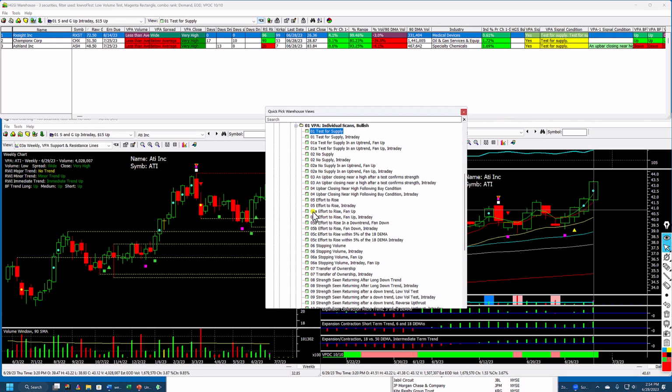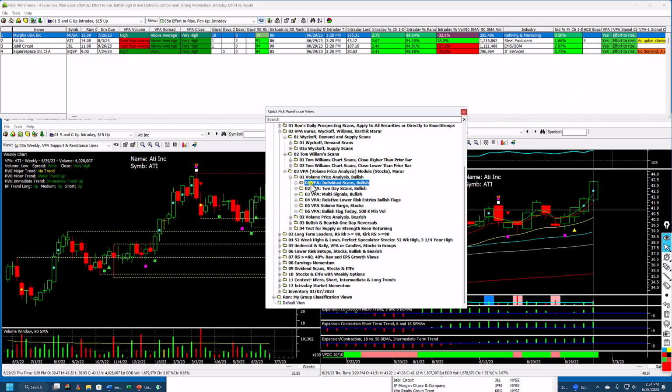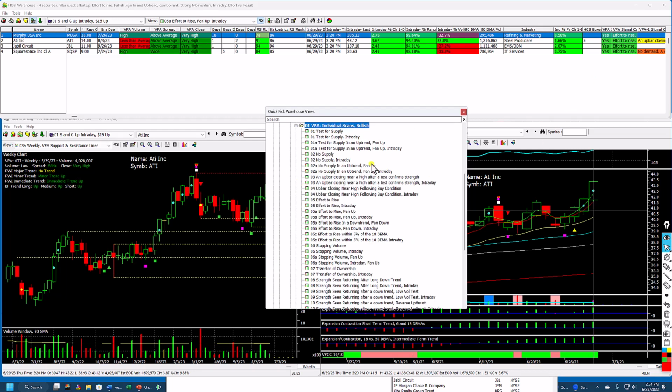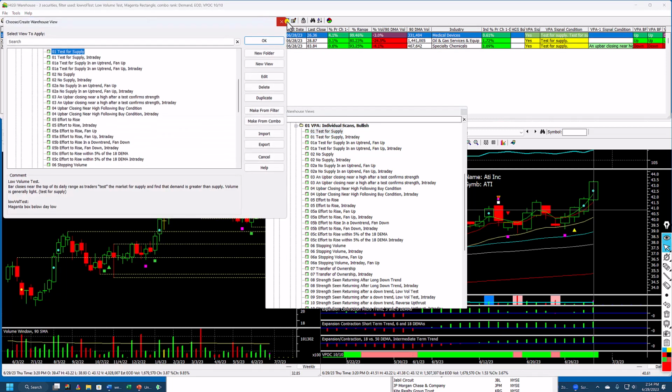So if you're looking for effort to rise intraday, fan up, you can see that effort to rise comes up here. If you want to concentrate on just certain types of stocks or certain types of signals, they're all in here. I've done a lot of work over the years. Like on test for supply right here, let's see if this is correct.